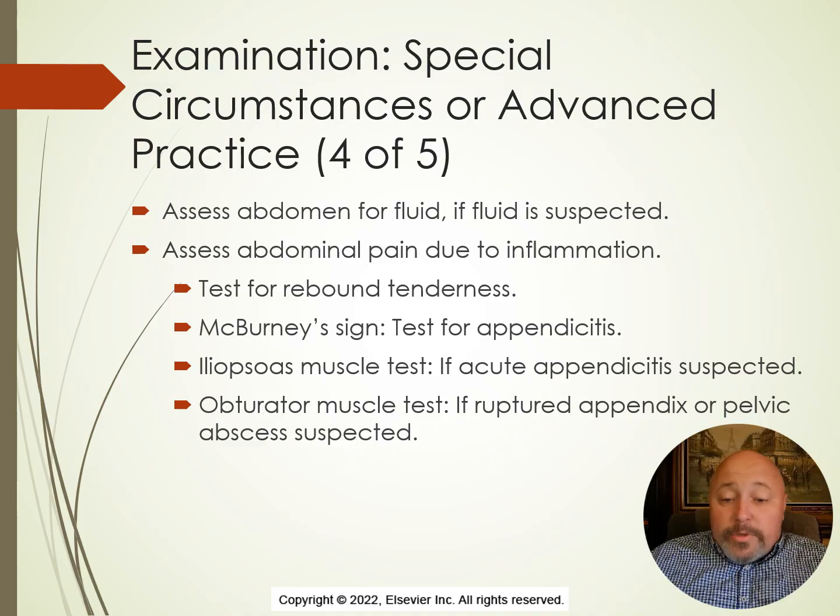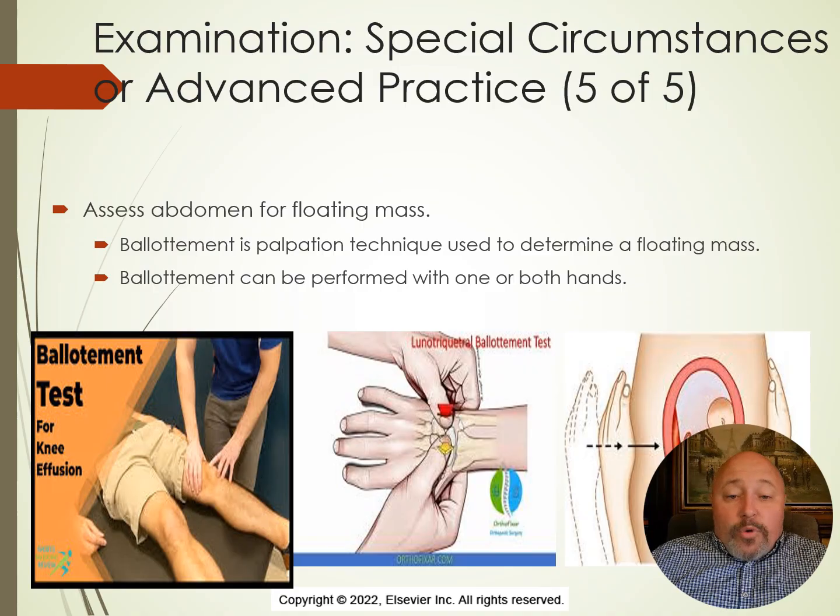McBurney's point, as we talked about on that first slide, is just that point right there in the bottom lower right quadrant, which is that hallmark classic indicator of appendicitis. Assess the abdomen for a floating mass. Ballottement is going to be a palpation technique used to determine that mass, and can be performed with one or both hands. We actually have a diagram there at the bottom showing how ballottement is assessed. It's also one you may hear again, definitely in your OB module.